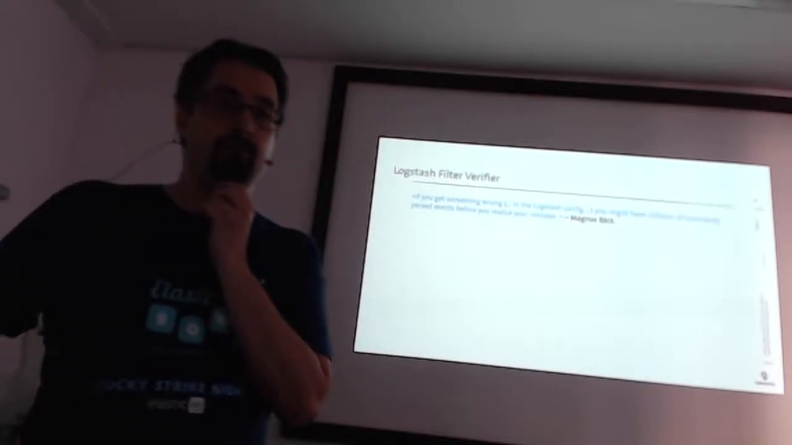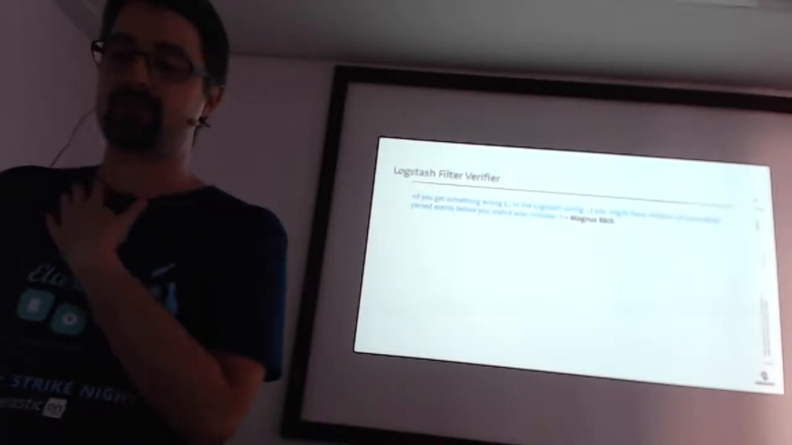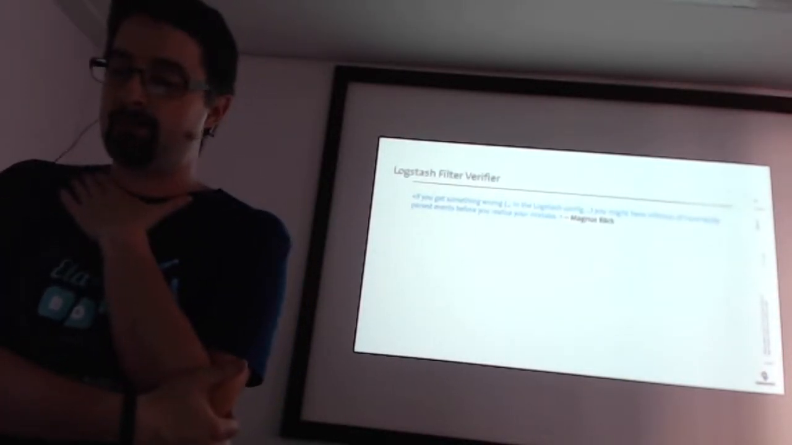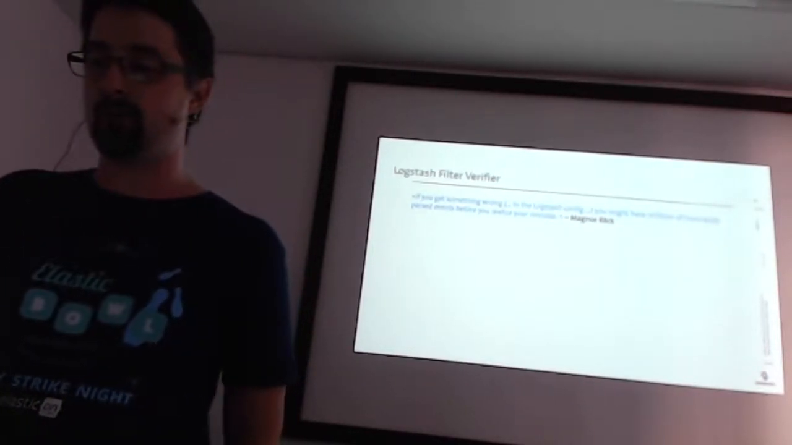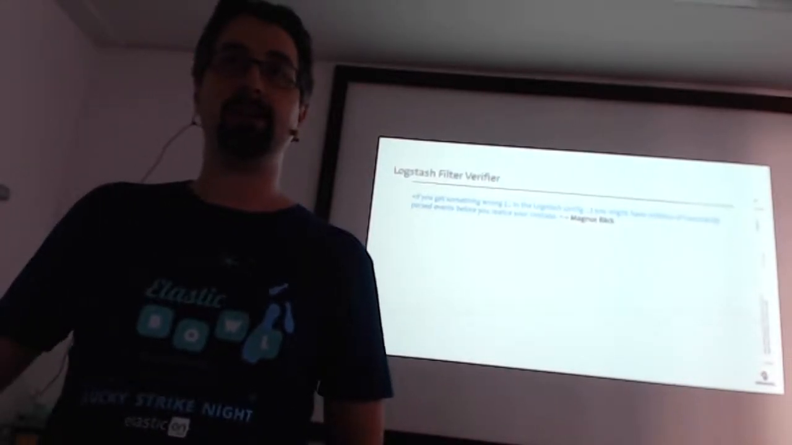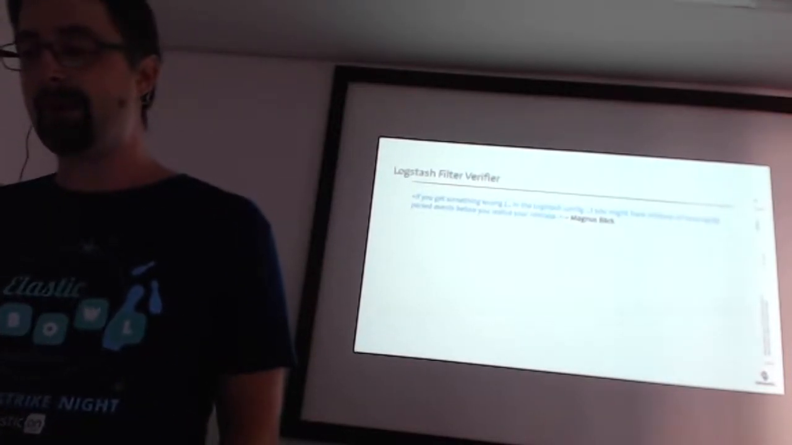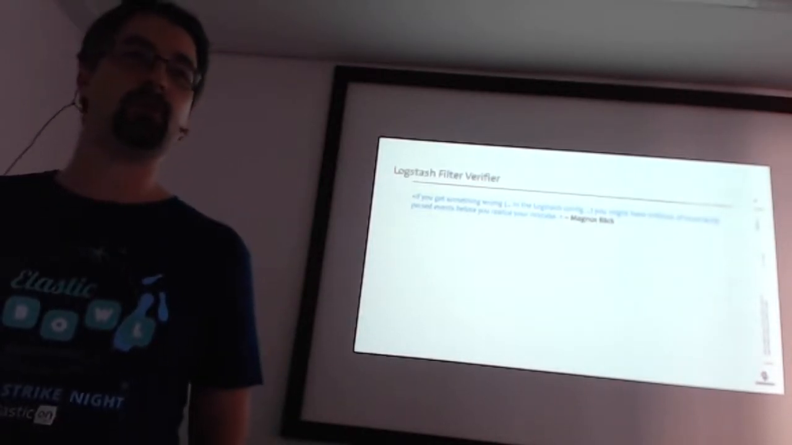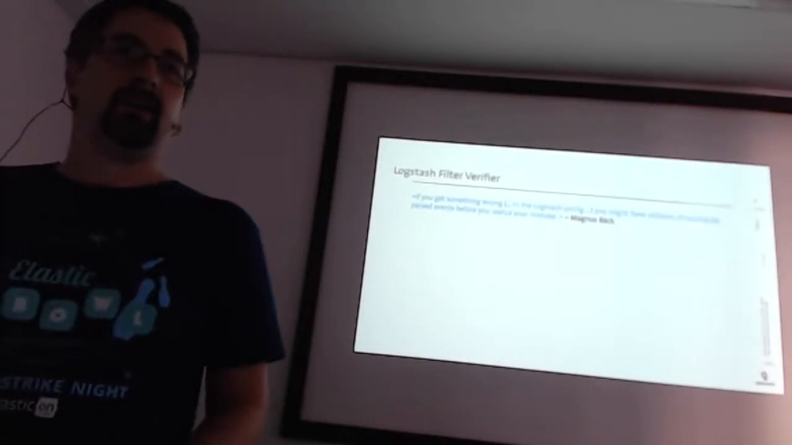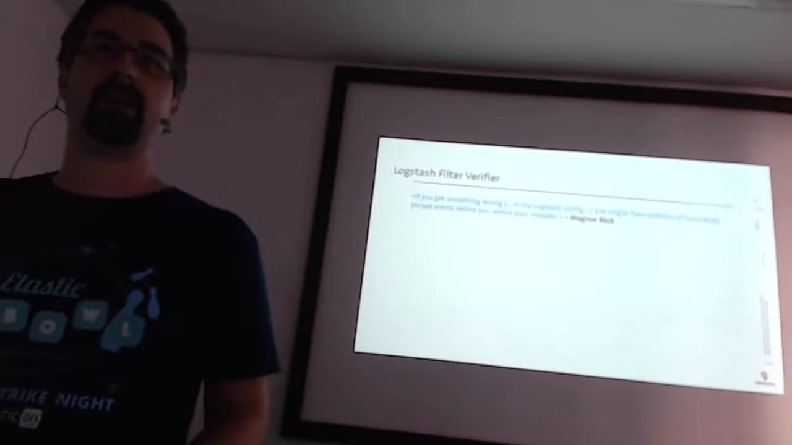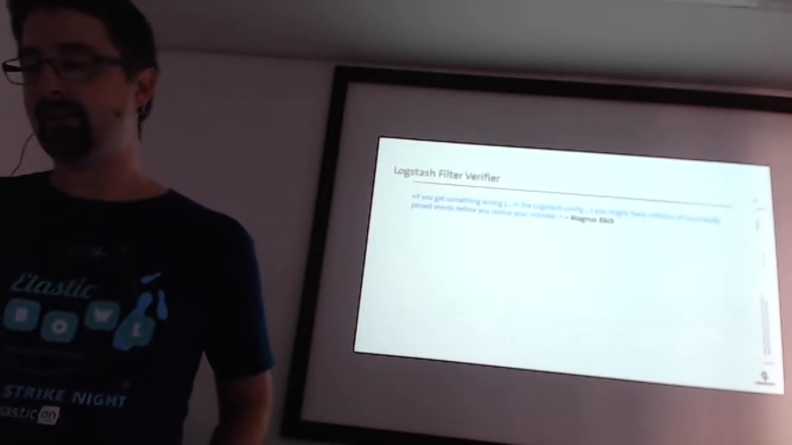So for the testing of our Logstash configuration, we use a tool called Logstash Filter Verifier. You can find it on GitHub. It's written by Magnus Bäck, a very active member of the Logstash community. And in the README, it has this quote, if something goes wrong in the Logstash config, you might have millions of incorrectly parsed events even before you realize your mistake. So you have Logstash in production, you have a few thousand events every second, and a mistake could really have a big impact on the data stored within Elasticsearch.